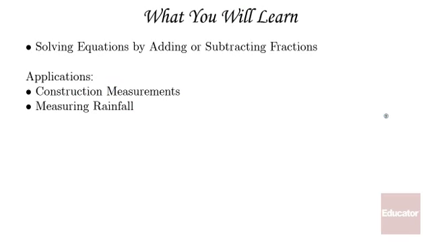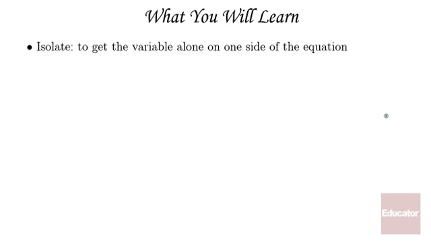In this lesson, you're going to learn about solving equations by adding or subtracting fractions. Applications are a builder wanting to know construction measurements, or even someone working on a project, or measuring rainfall. You're going to learn to isolate the variable. And that means to get the variable alone on one side of the equation. In order to solve an equation, your goal is to eventually have the variable alone so that you can see its value.